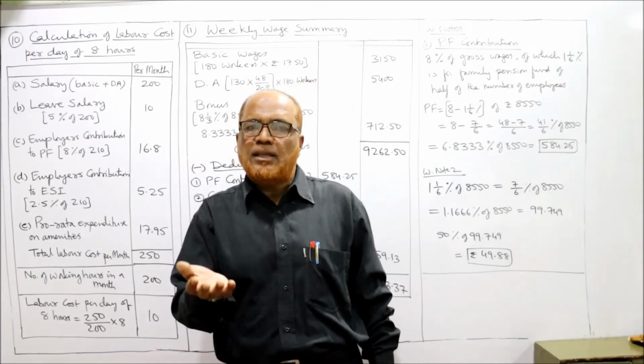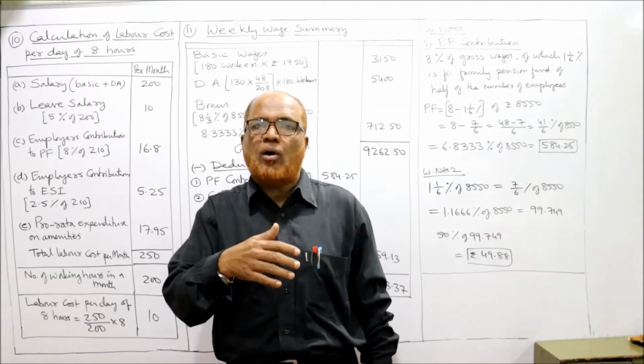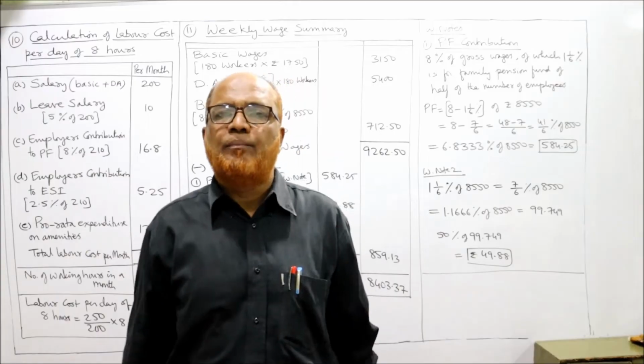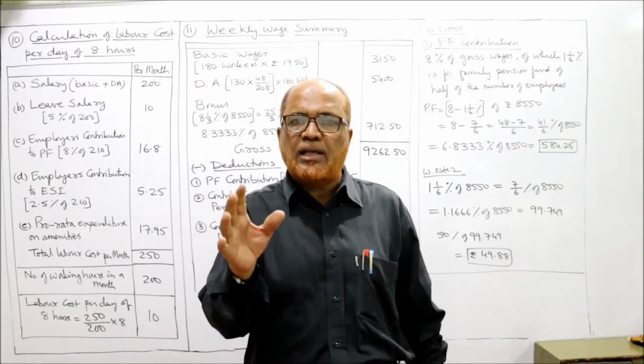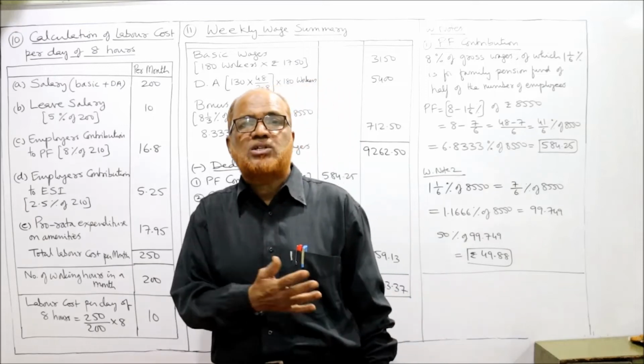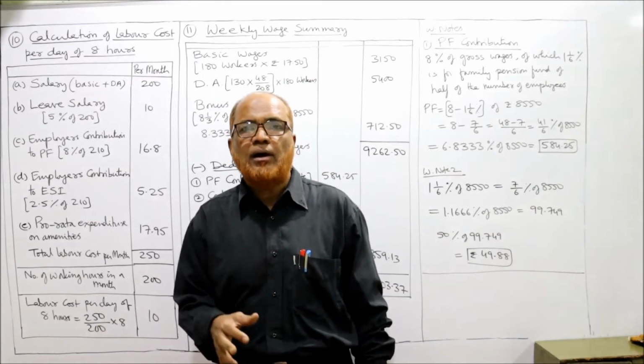It may be the current monetary payment or deferred monetary payment. It may be on fringe benefits. So labor cost is a very wide term which includes not only the payment in cash to workers but also the other expenditure indirectly incurred on workers. That is called labor cost.